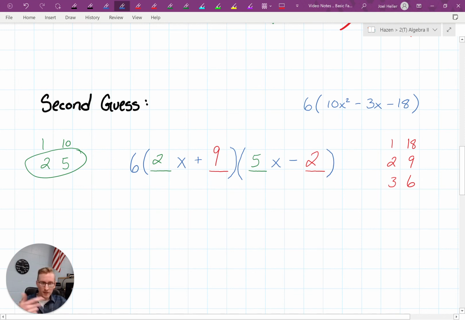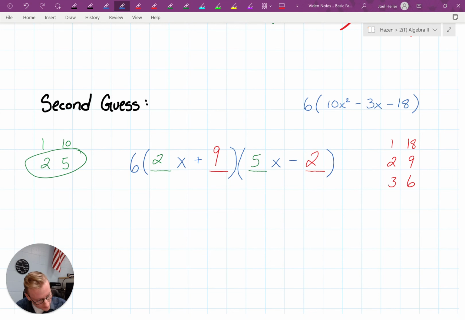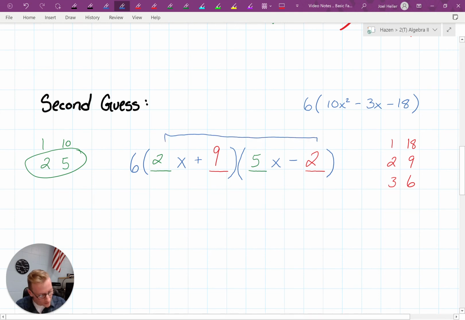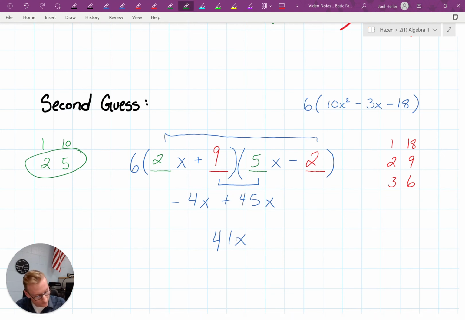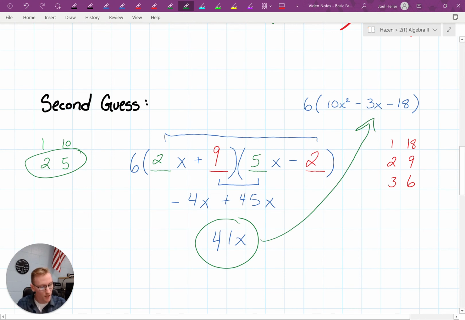Now, I'm just going to check the outside and the inside here. Let's see the outside numbers. When I multiply these two together, that looks like a negative 4x. Multiplying the inside together, that's going to be plus 45x. Combining those two things, negative 4x plus 45x, that's just going to give me 41x. 41x is not what we're looking for. This doesn't work. That right there is not the negative 3x that I'm looking for.